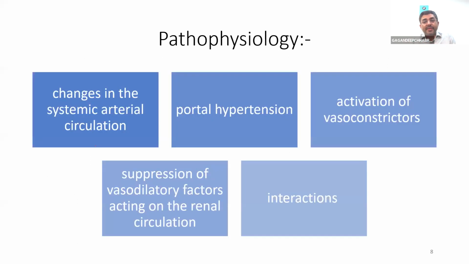So these are the various factors, and the interaction of these factors is what is important. We have changes in the systemic arterial circulation, we have portal hypertension sitting underneath, then we have activation of the vasoconstrictors, and we have a suppression of vasodilator factors acting on the renal circulation. So all these interactions are probably what is behind this complex phenomenon of renal dysfunction in patients with chronic liver disease.